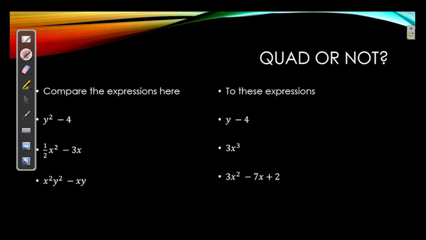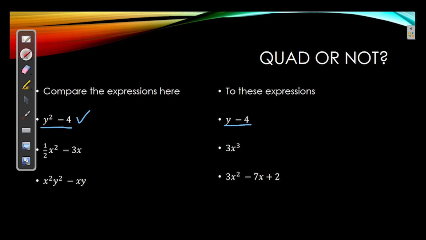Beginning on the left hand side, we have y squared -4. We need to compare y squared -4 with y -4. Which do you think is the quadratic? And if you say y squared -4 is a quadratic, excellent, because this is the expression between the two. This is the expression that has a variable raised to the power of 2. And although it's not full trinomial form, it still in fact contains a quadratic form.